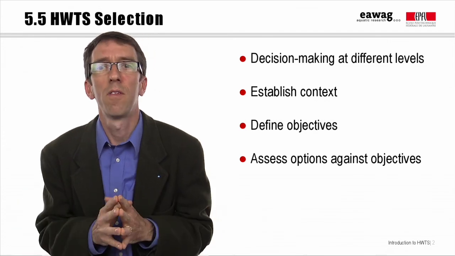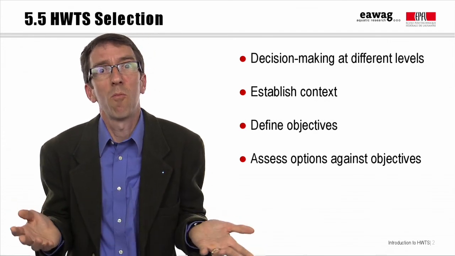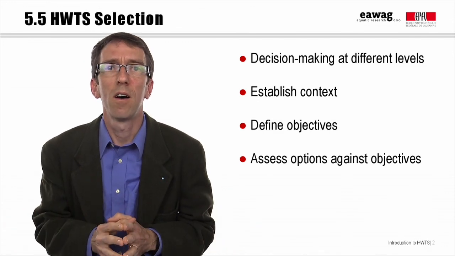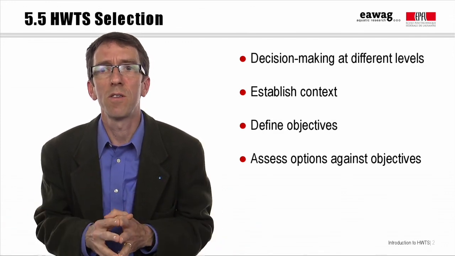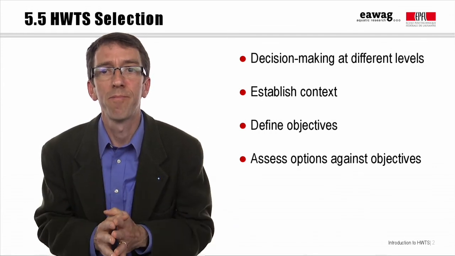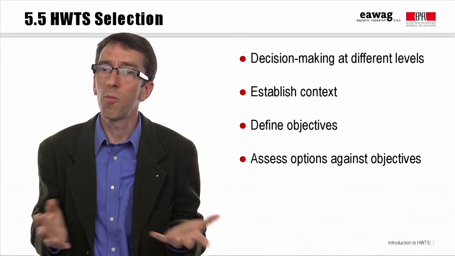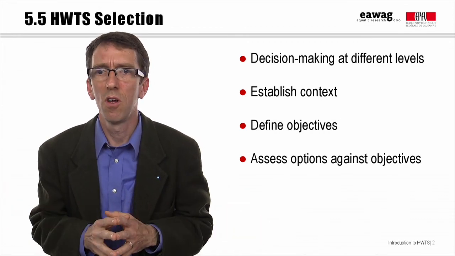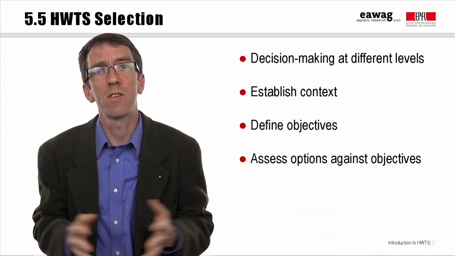Once the context is clear, a selection among potential HWTS options can be made by defining objectives or criteria. And then there are usually more than one criteria, so combining those in some way, and assessing different options against those different criteria and taking a decision. This can be done in a formal way through a multiple criteria decision analysis approach, or informally and even subconsciously.